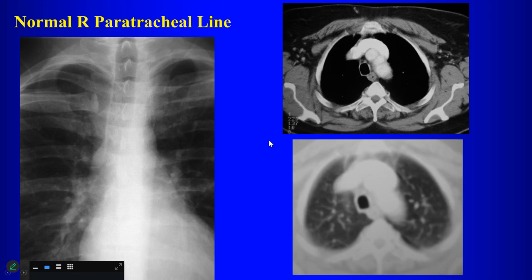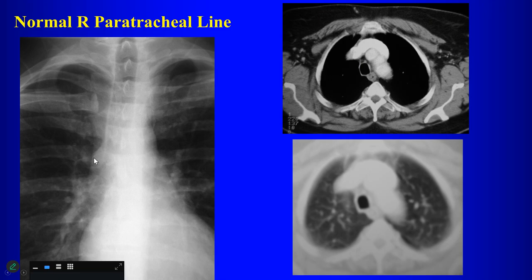The right paratracheal line. The normal right paratracheal line is about 2 millimeters thick. You can see it through the shadow of the superior vena cava. And then this guy down here, what's that oval thing? Is that lymphadenopathy? What is that? That's the azygos arch. That's the arch of the azygos vein.